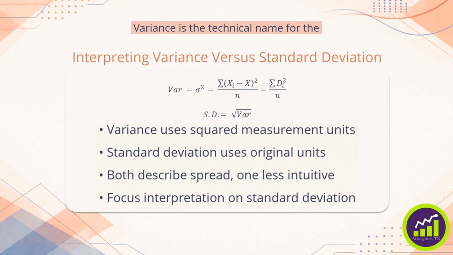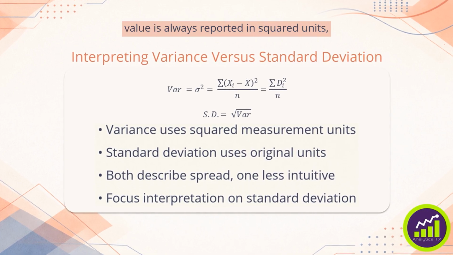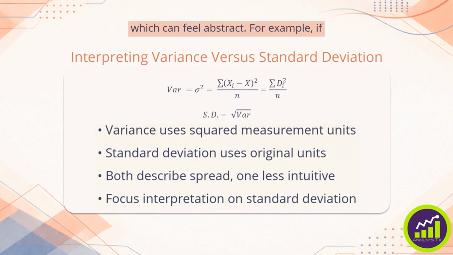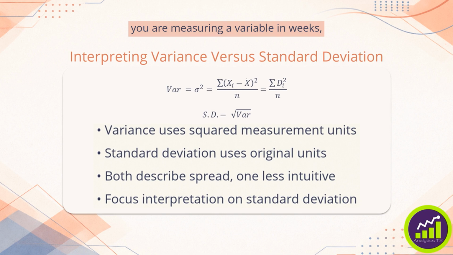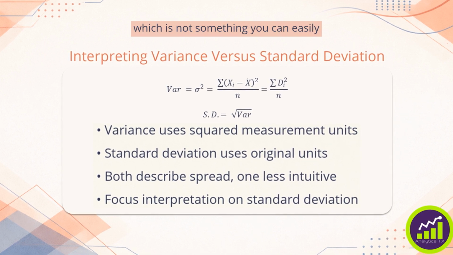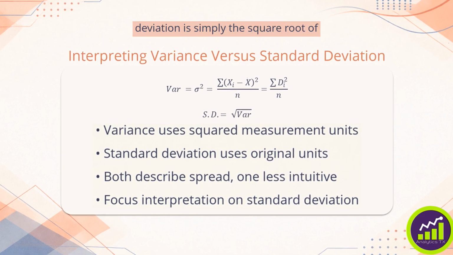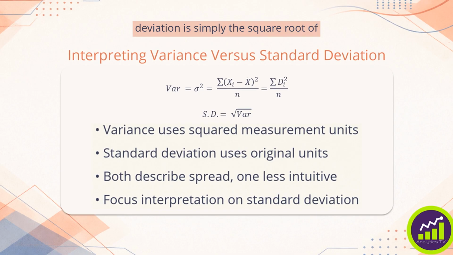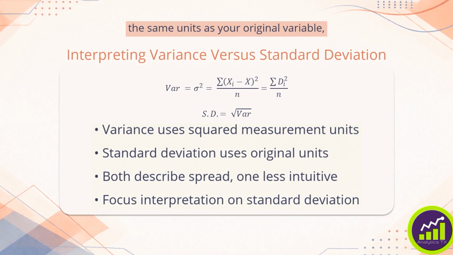Variance is the technical name for the mean of the squared deviations, and its value is always reported in squared units, which can feel abstract. For example, if you are measuring a variable in weeks, the variance will be in squared weeks, which is not something you can easily visualize or discuss with a manager. Standard deviation is simply the square root of that variance, which puts it back into the same units as your original variable, making it much easier to explain and apply.